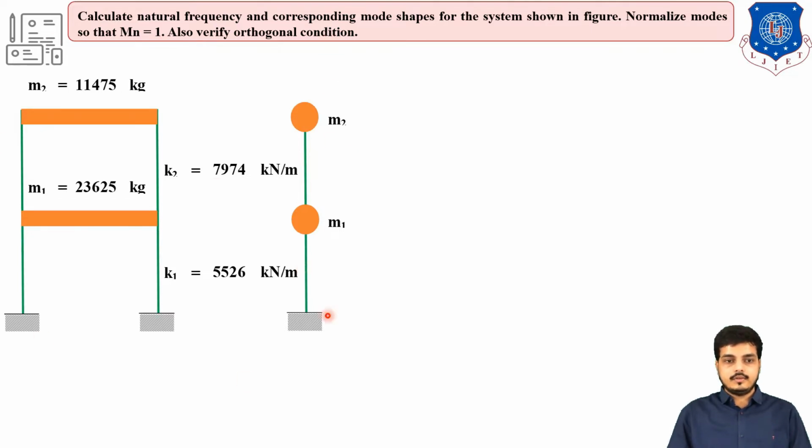Now here the figure is given in which there are two stories, or say two floors. Floor 1 is considered as m1, mass 1, which is 23625 kg, and mass 2 is 11475 kg. For the stiffness of the vertical members, at the bottom K1 is given as 5526 kN per meter, and here the stiffness K2 is 7974 kN per meter. So stiffness is given, mass is given.